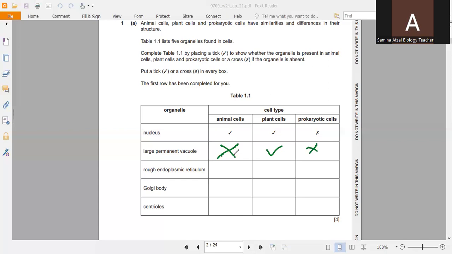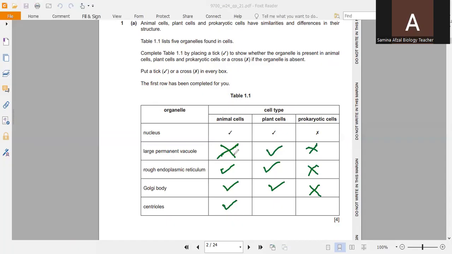Endoplasmic reticulums act as a transporting system inside the cell and a site for ribosomes as well. So they are present both in animal cells and in plant cells, but they are not present in prokaryotic cells. As I have told you, prokaryotic cells don't have them. Golgi bodies are also present in both types of cells. Again, they are absent in prokaryotic cells.